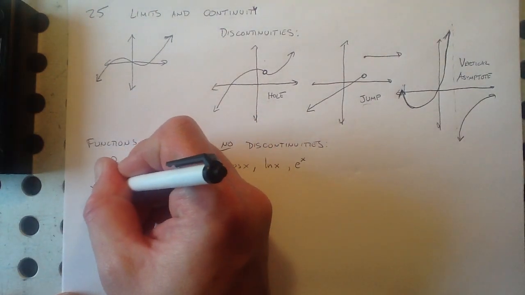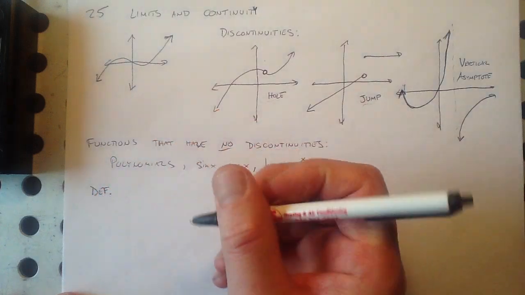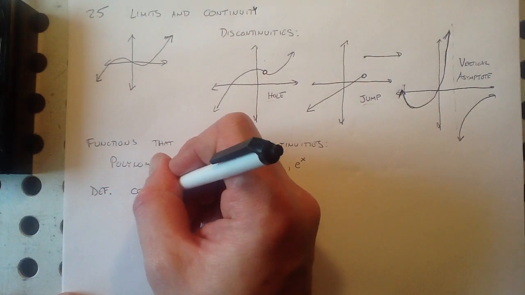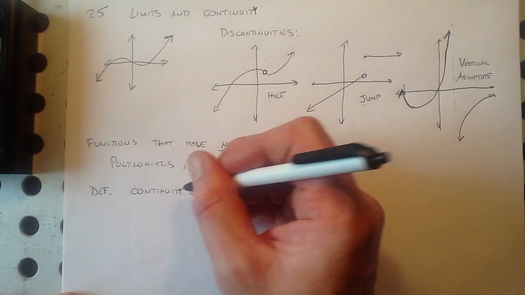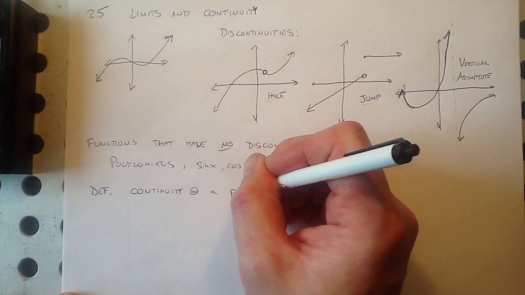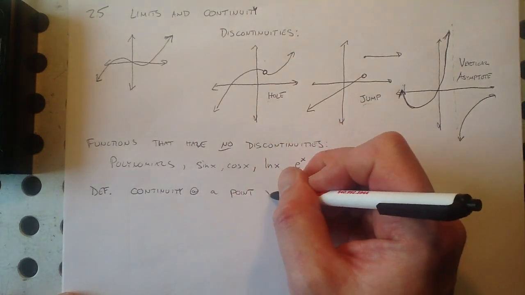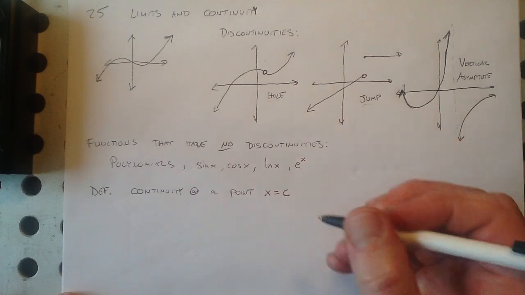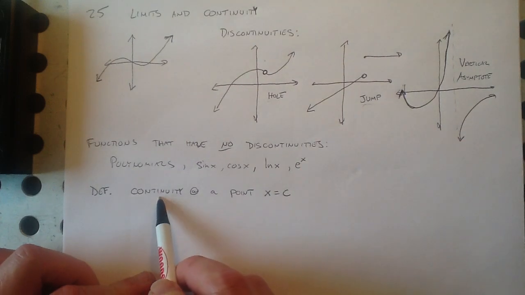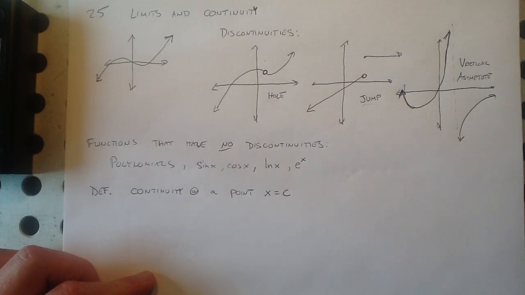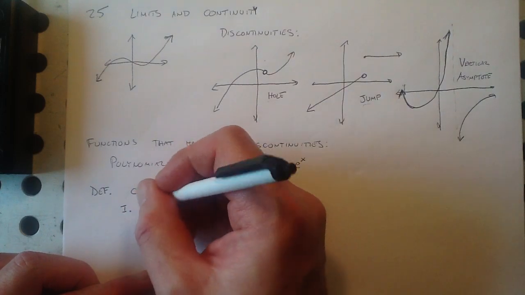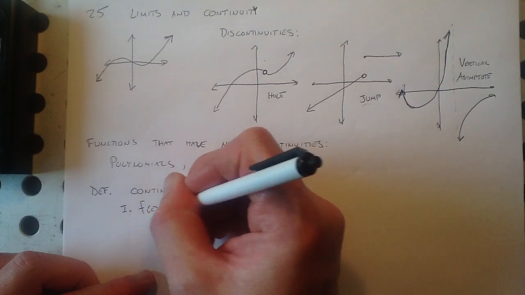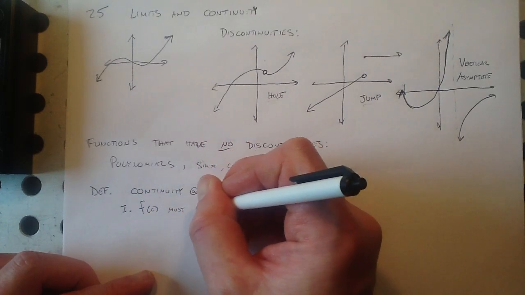Well, turns out the definition of continuity at a point, we'll call the point when x equals some number c. If you want to be able to say that a function is continuous at point c, then that function has to meet the following 3 criteria. Number 1, f of c must exist.